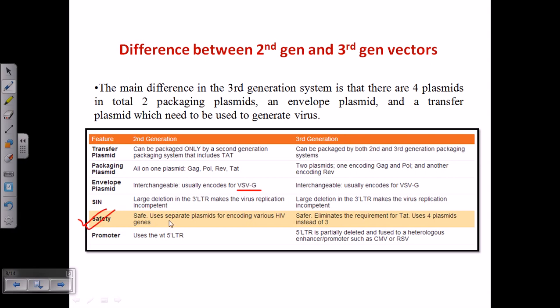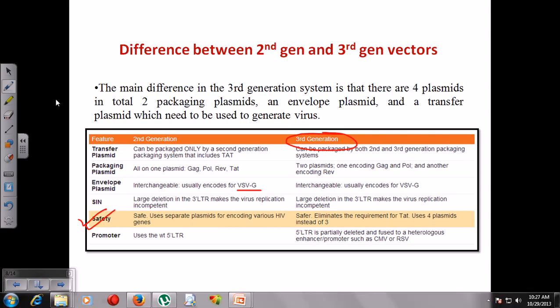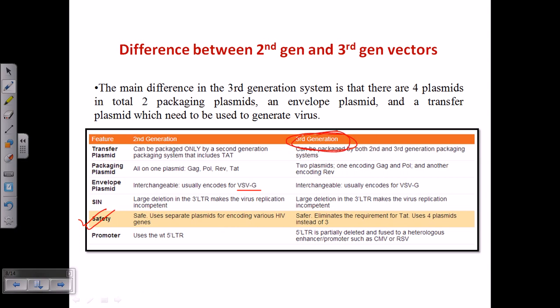They use separate plasmids for encoding the viral HIV genes. But in the case of third generation, instead of one or two different vectors, we are providing four different plasmids for our gene therapy purpose. So we are getting safer and safer transfer of the genetic material, right? So these third generation vectors are way better than the second generation vectors. Let me change the color here. It is way better in many aspects than the second generation vector. So that's why it is the third generation and newer generation vector, right?